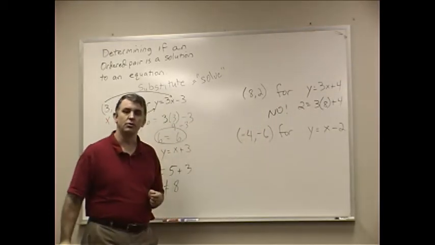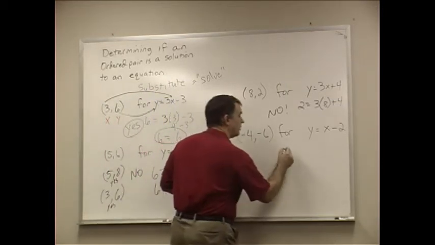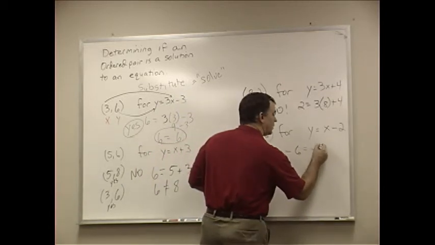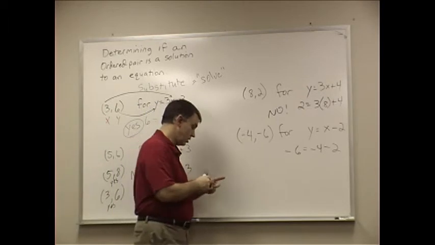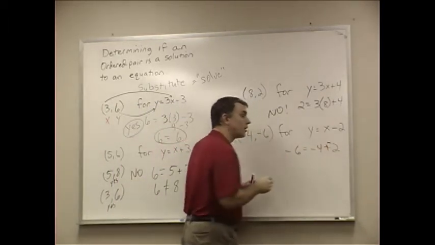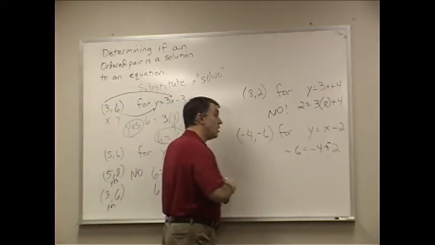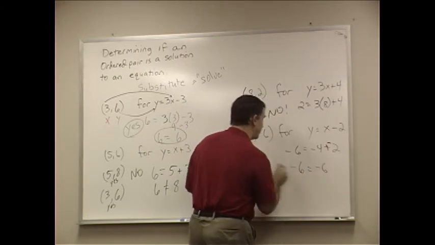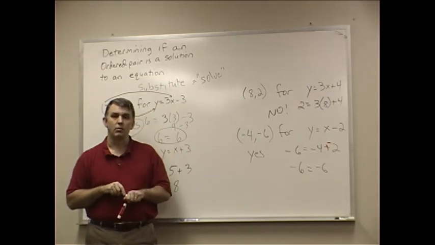It's not a solution. And for the last one, you have negative 6 going in for the y, equals negative 4 minus 2. Now be careful. If you need to, make the 2 marks. Negative 4 plus negative 2, that is negative 6. Negative 6 equals negative 6. That's a yes. So watch your arithmetic when you're doing these.